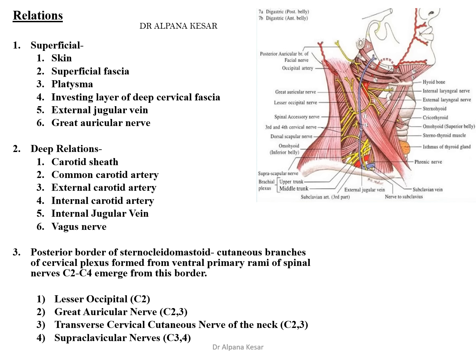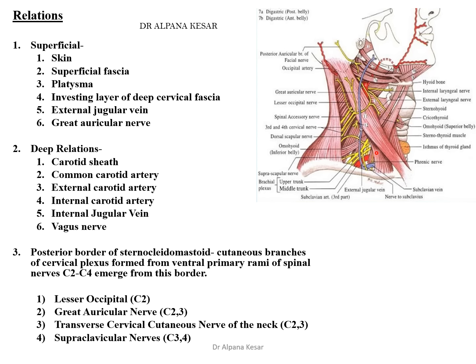Sternocleidomastoid muscle is a key muscle of the neck that has important structures related to it. Structures present superficial or over it, from outside to inside, are the skin, superficial fascia, platysma muscle present in the superficial fascia, investing layer of the deep cervical fascia, external jugular vein, and the great auricular nerve. The structures present deep to it or below it include the carotid sheath, the common carotid artery, the external carotid artery, internal carotid artery, internal jugular vein, and the vagus nerve.